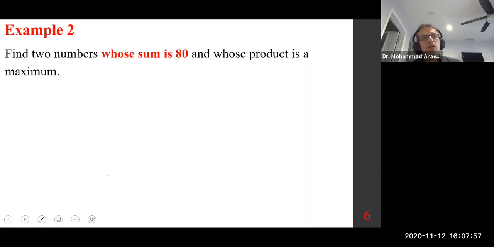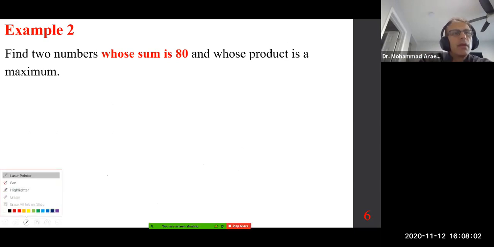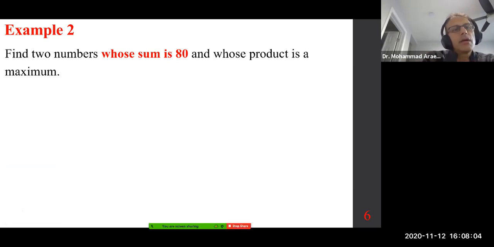We have a similar question. We want two numbers. So first and foremost, let's say x and y. We don't know the numbers. So the sum is 80 and the product is maximum.